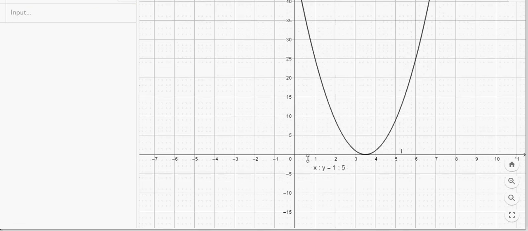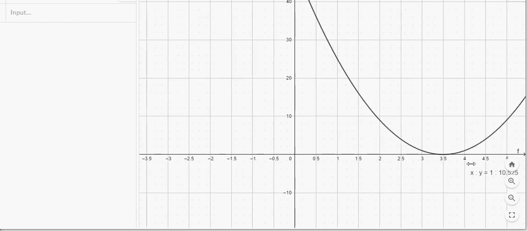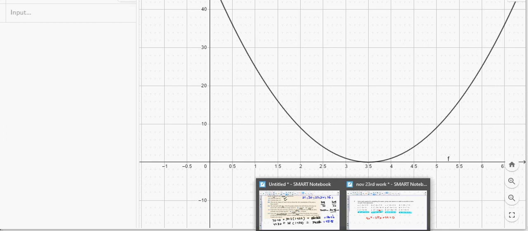What's the minimum value? What you reckon, 3.5? It's a minimum value. What is it a minimum value? Because it's U-shaped. What do we think? 3.5 for the x value, and what's the y value? 0. 3.5 and 0. Remember those numbers, because I think they're going to become significant in the seconds.